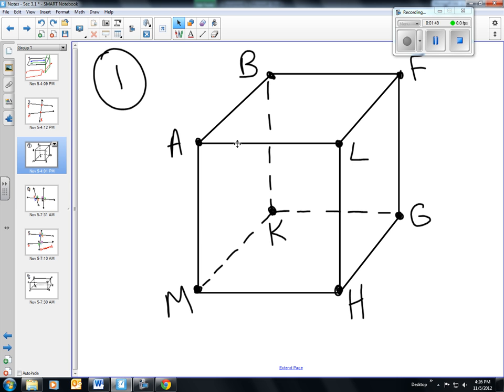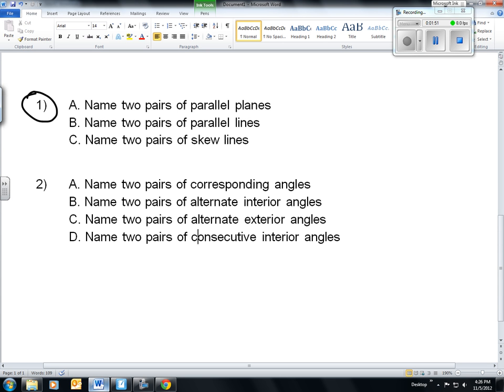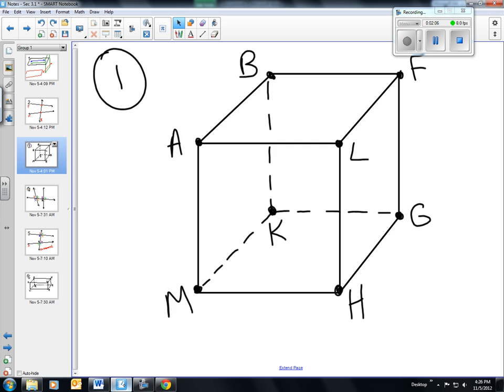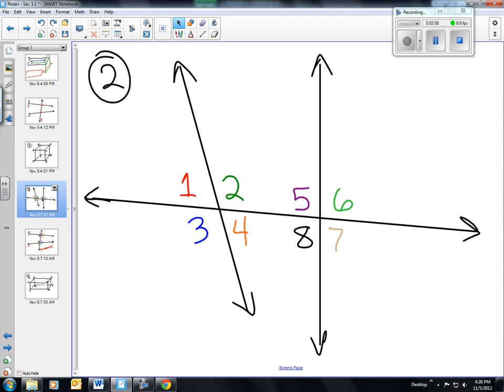Then for number 2, same type of deal here. We're going to name 2 pairs of corresponding angles, 2 pairs of alternate interior angles, 2 pairs of alternate exterior angles, and 2 pairs of consecutive interior angles. And we're going to be using the diagram here for number 2.